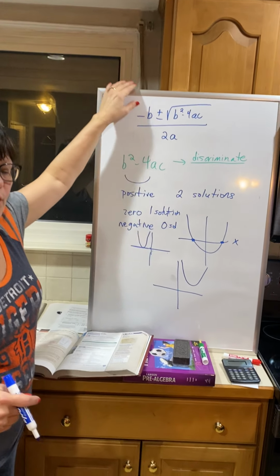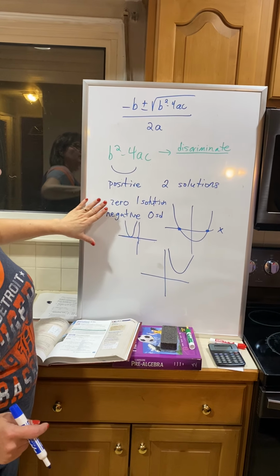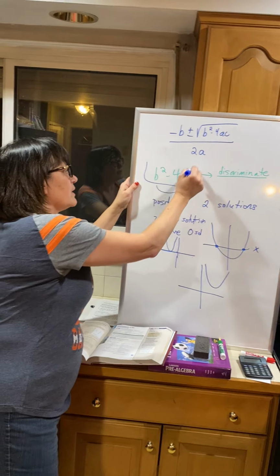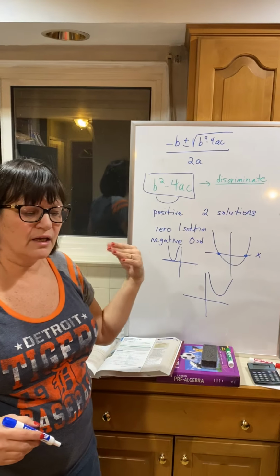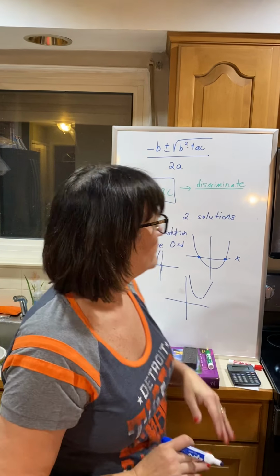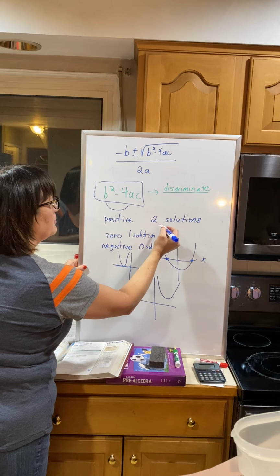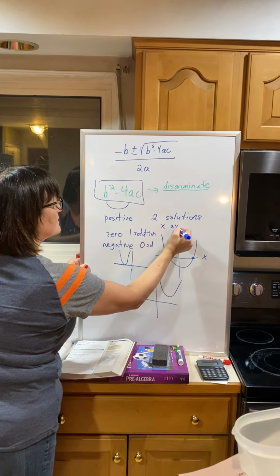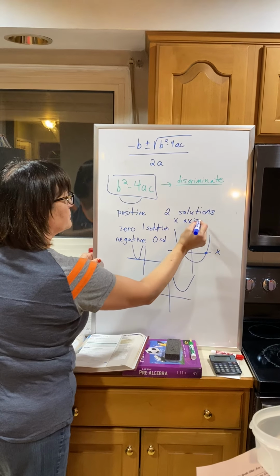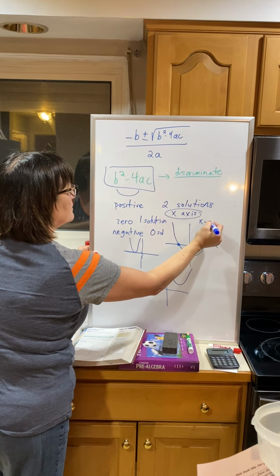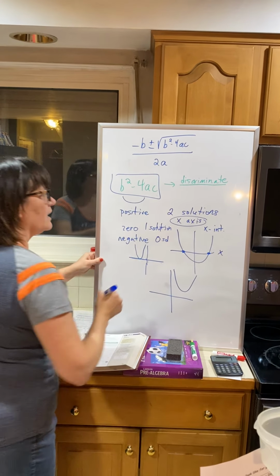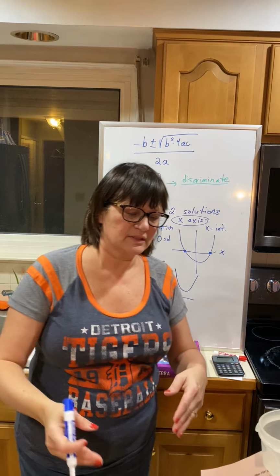So you will be able to tell by this formula right here how many solutions a quadratic equation will have. When we're talking about solutions, we're talking about how many places on the x-axis the parabola touches, or x-intercepts. So solutions and x-intercepts are the same thing.